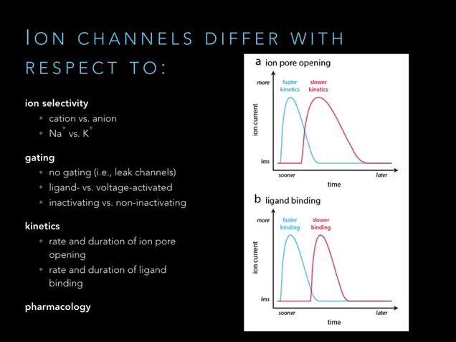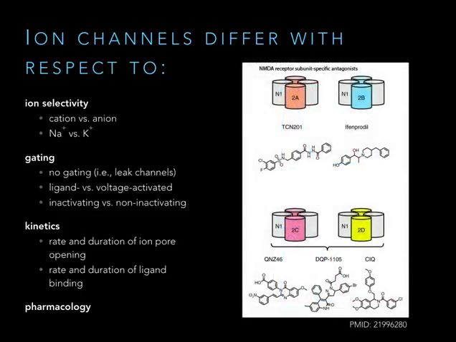Then last but of course not least, they differ with respect to pharmacology, what drugs act on them. So those NMDA receptors that we will discuss later, there are many different subunits that make them up, and depending on the subunits that they comprise, that'll determine what drugs can bind to them. Okay, so different receptors are going to be activated by different drugs, and even different types of the same receptor can be activated by different drugs.